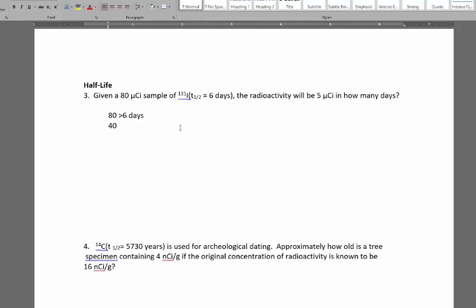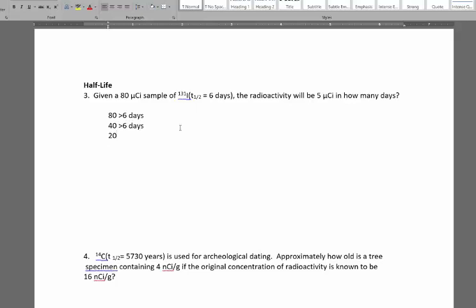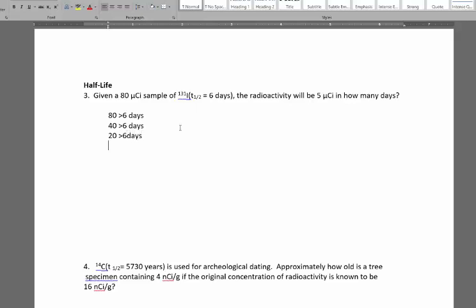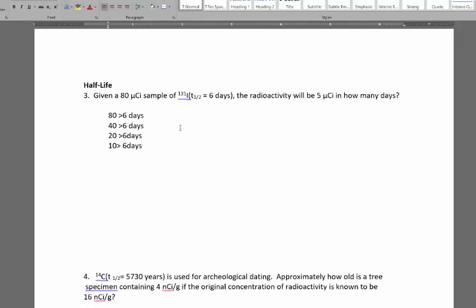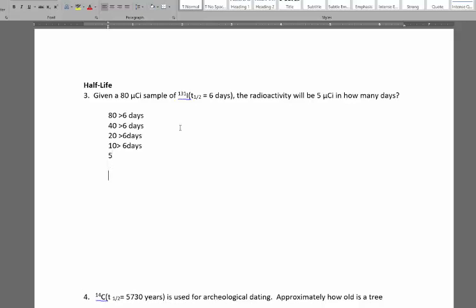Okay, after another 6 days, we're going to have 20 microcuries. Remember, we have to get all the way down to 5. So another 6 days have passed, we're down to 10. And then another 6 days have passed, we are now at 5. So it's asking how many days have passed. So 6 plus 6 plus 6 plus 6, or 6 times 4, is going to be 24. So your answer is 24 days.